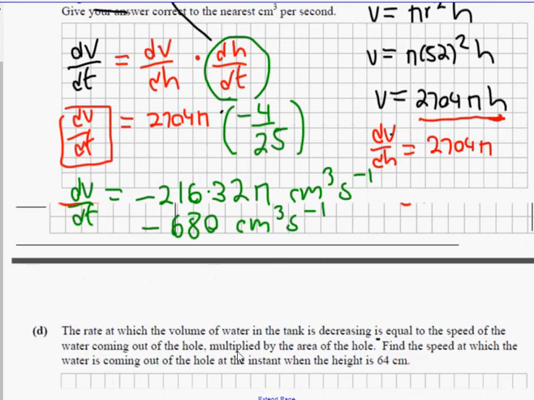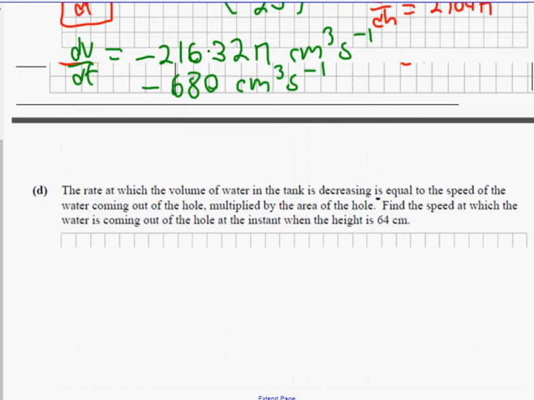The rate at which the volume of water in the tank is decreasing is equal to the speed of the water coming out of the hole multiplied by the area of the hole. Find the speed at which the water is coming out of the hole at the instant when the height of the hole is 64. Now, see the significance of the height of the hole equals 64. In parts B and C, we just accumulated a mammoth amount of information on that. We've accumulated the following information before we even begin.